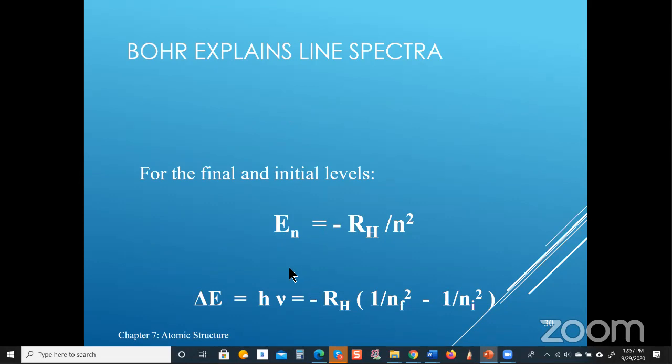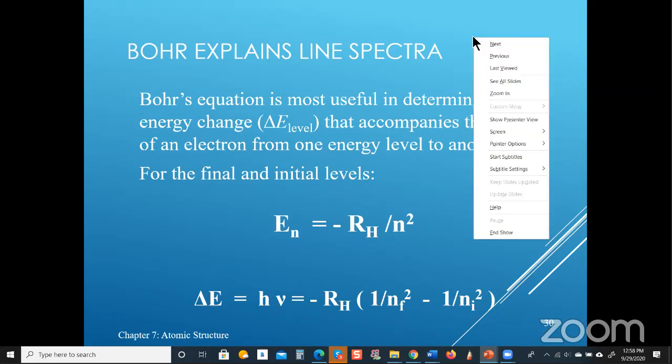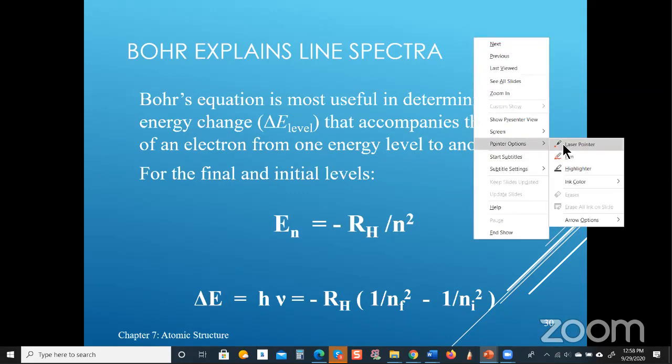So this is a formula that we would use based on Bohr's equation. So this is Bohr's equation right here. If you want to find the difference in energy between two energy levels, then the equation comes down to this right here. In fact, let me give you the steps.